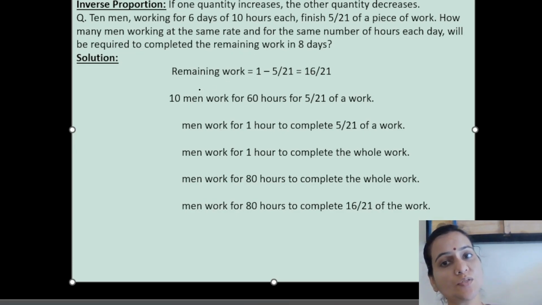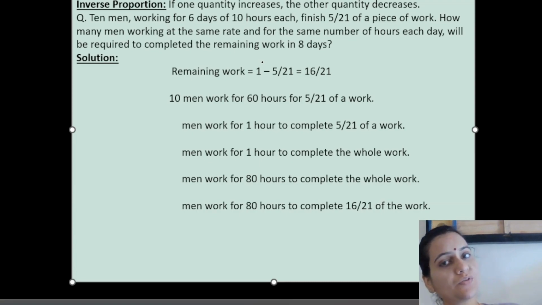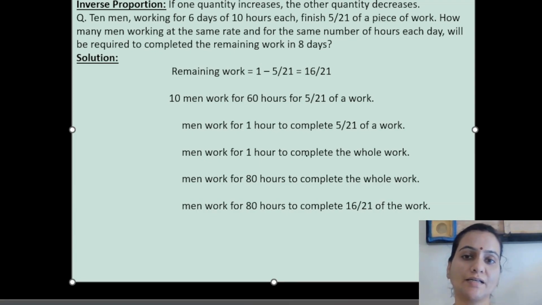Now how much is the remaining work? If I take the entire piece of work as 1, out of that whole they have been able to complete 5 by 21 of the work. So how much of the work is left? I can easily find out by doing 1 minus 5 by 21. How much is 1 minus 5 by 21? That will be 16 by 21, which is the remaining work.